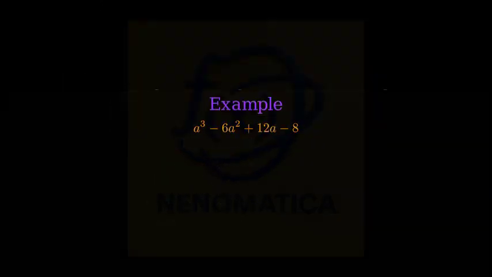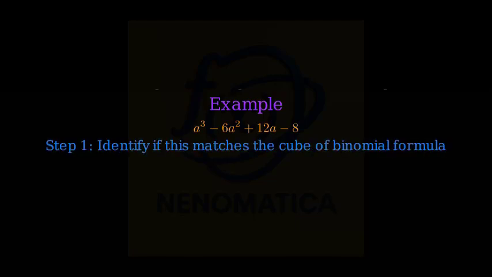We need to factorize the expression a cubed minus 6a squared plus 12a minus 8. First, let's try to identify if this matches our cube of binomial formula pattern.